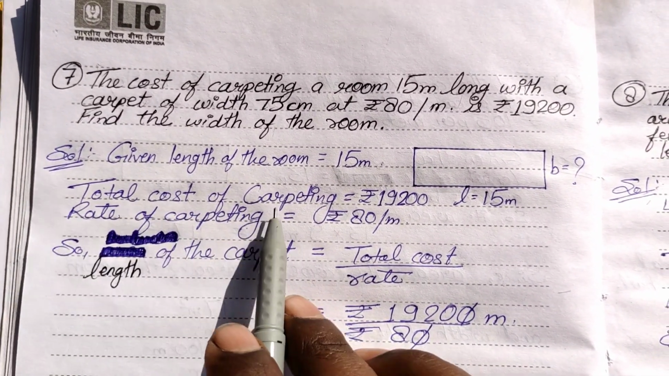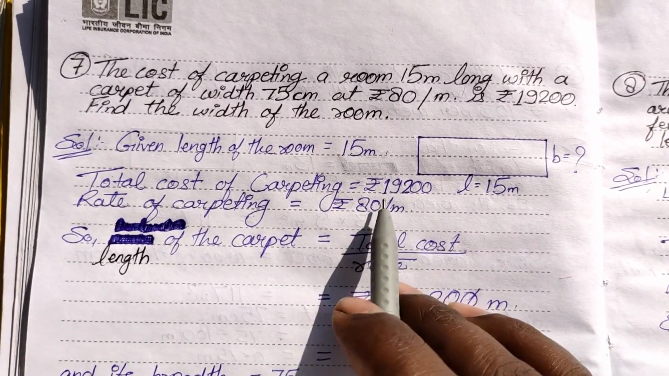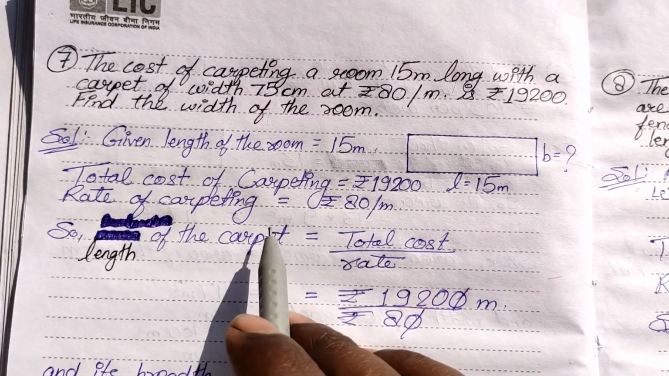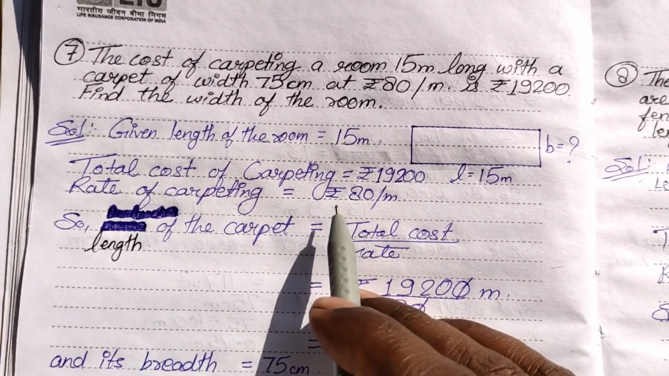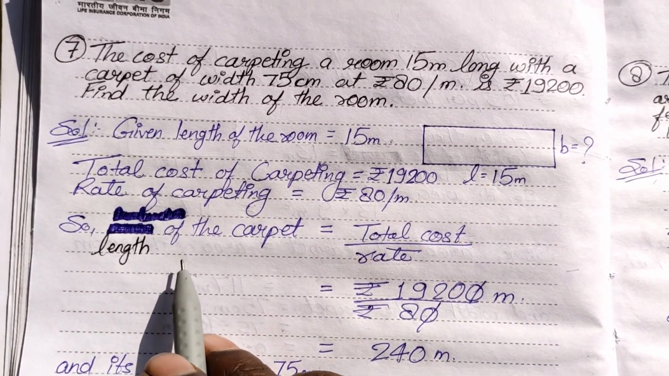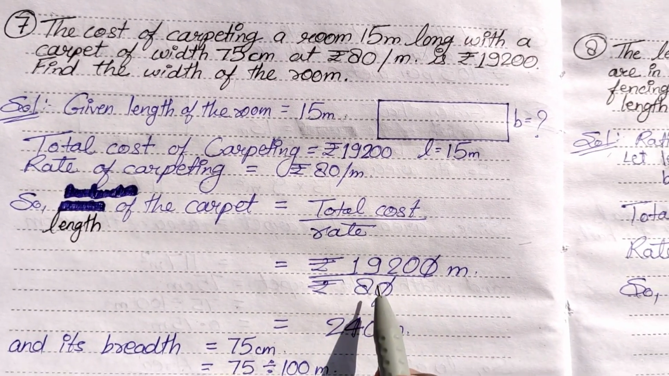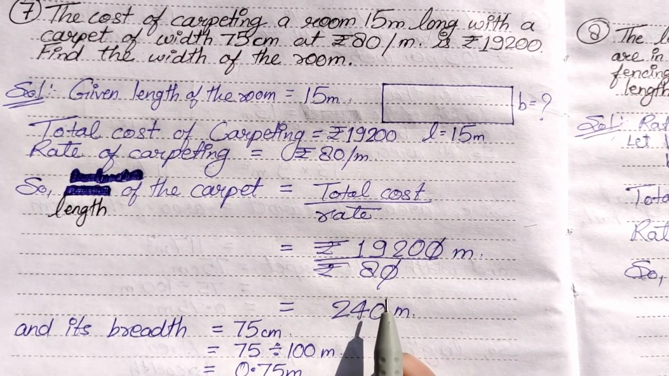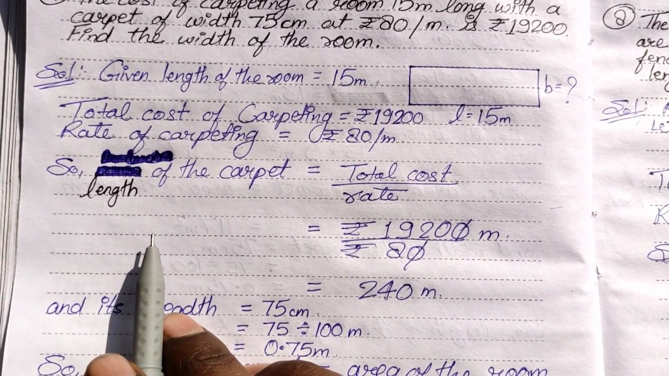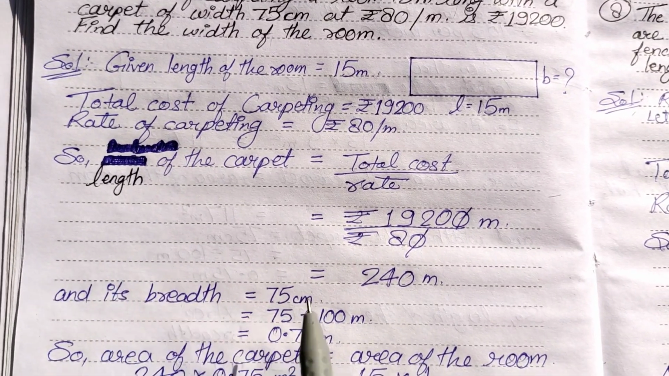Now, total cost of carpeting. Here the total cost of carpeting is 19,200 and the rate of carpeting is 80 rupees per meter. Total cost is given and rate is given. Now if we divide the total cost by the rate, we have the length of the carpet. So the length of the carpet is equal to total cost divided by rate. So total cost is 19,200 divided by 80. We have 240 meter length.